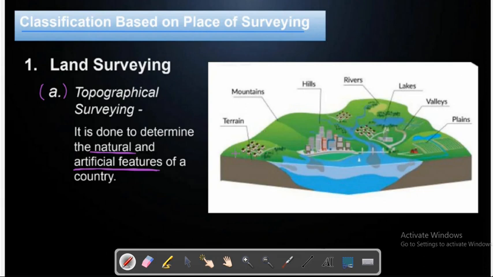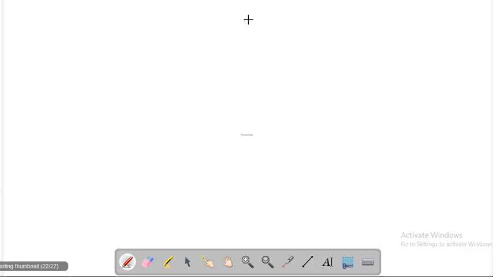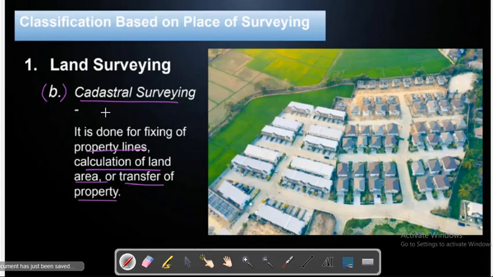Next, in this figure you can see topographical surveying. It is a type of land surveying done to determine the natural and artificial features of a country. If you do surveying where you can identify the places of mountains, hills, rivers, lakes, valleys, plains, and terrains, then since these are topographical features, we call it topographical surveying. Similarly, we have cadastral surveying.